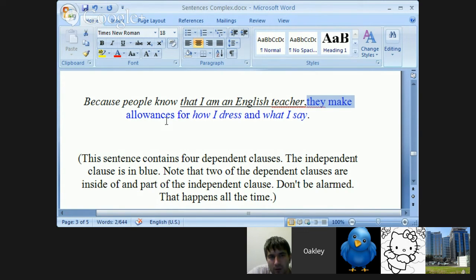Okay, look how muddled up this is. So let's identify the dependent clauses. Okay, because people know is one. Two, that I'm an English teacher is two. And then how I dress and what I say. Those are the four dependent clauses. Crazy. All right.